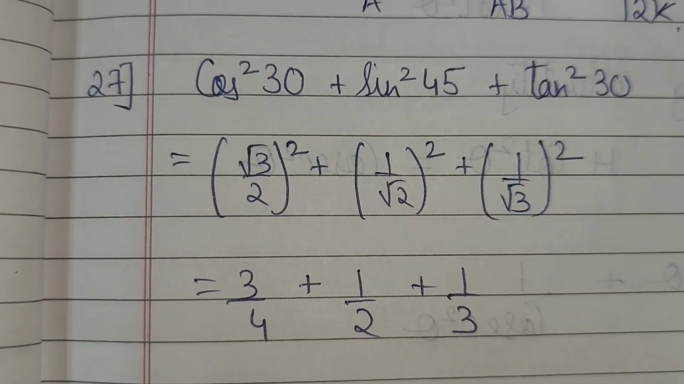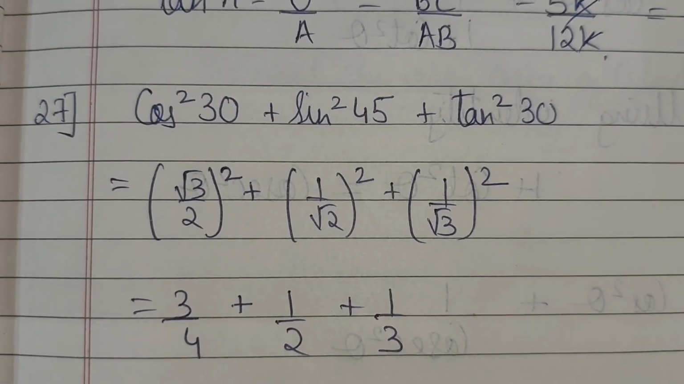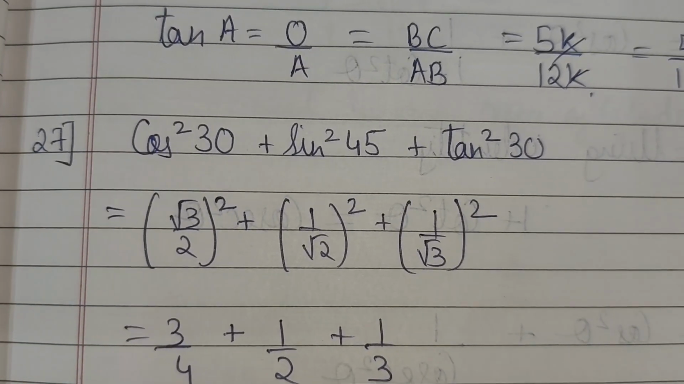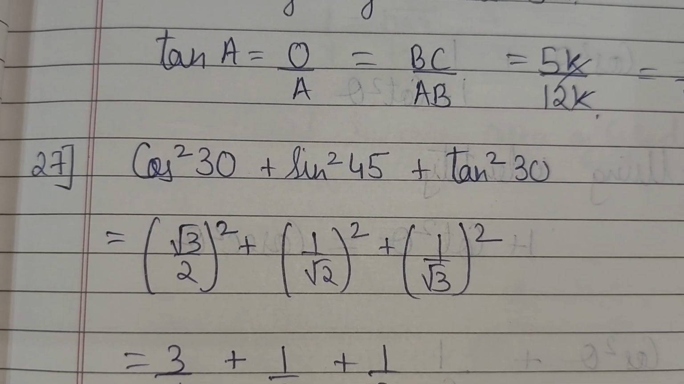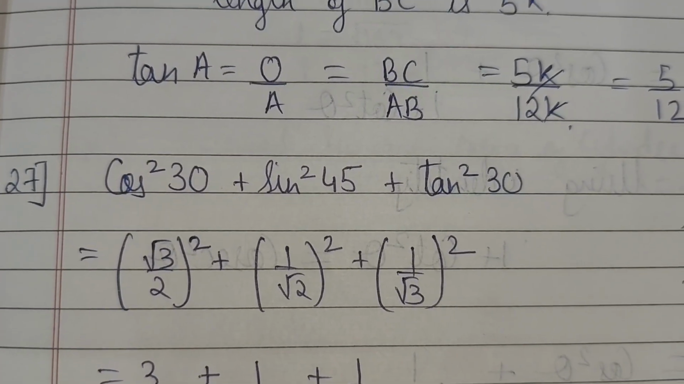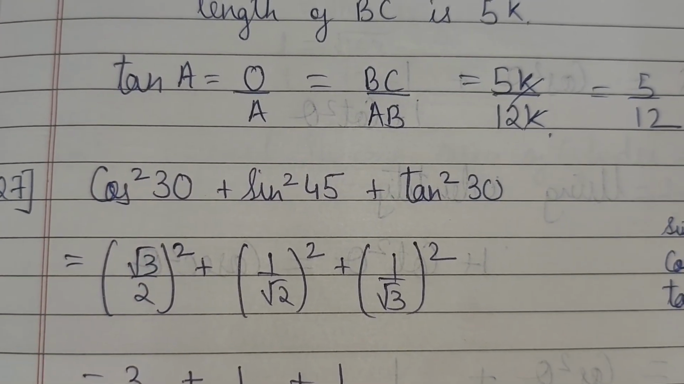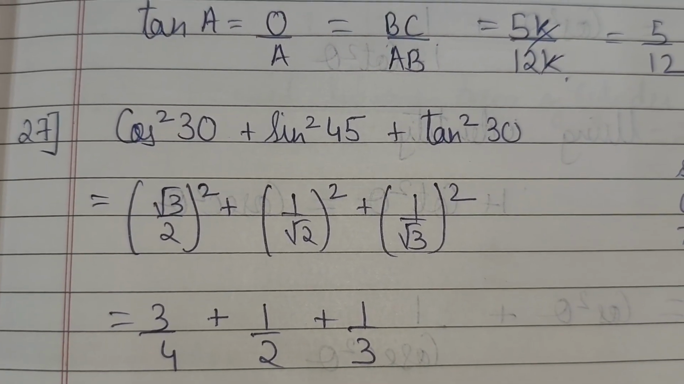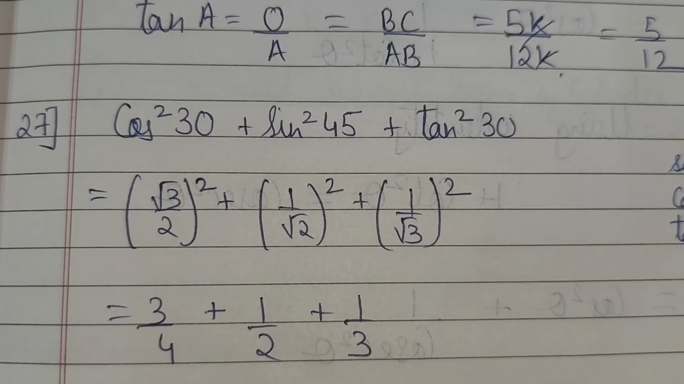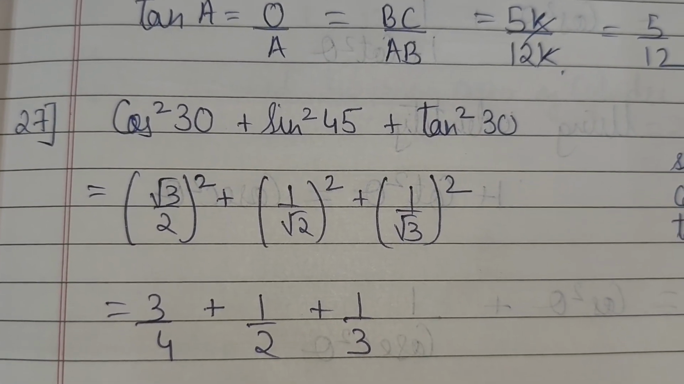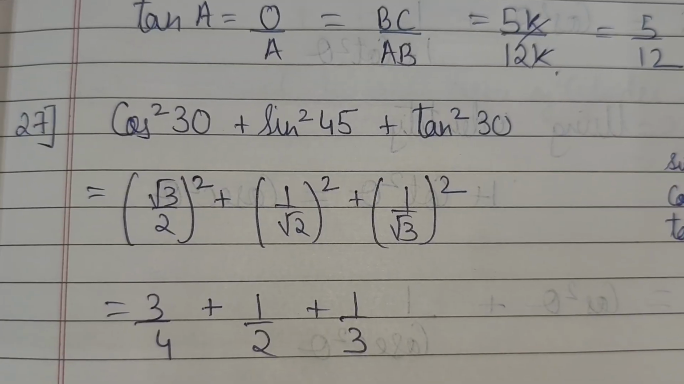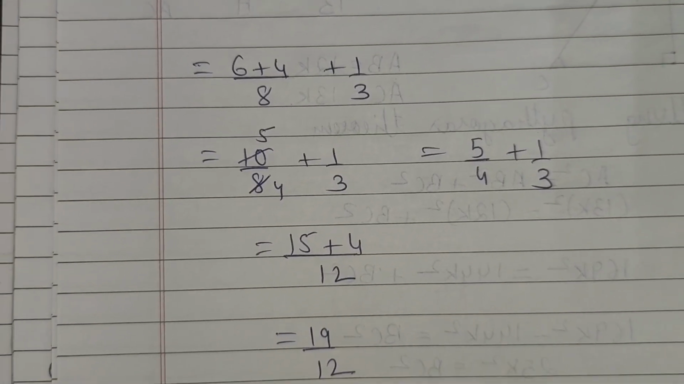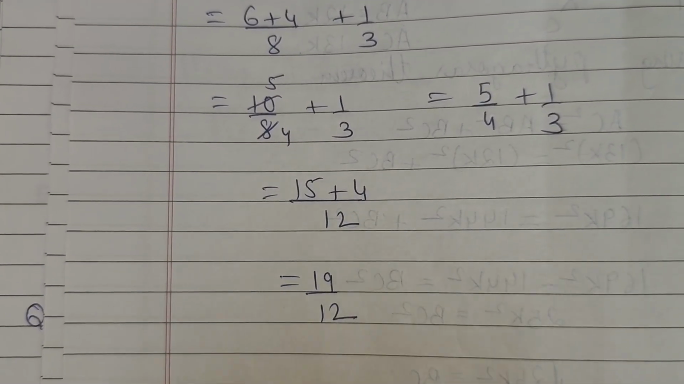So here I have solved. Under cos² it will be (root 3 upon 2)² plus sin² 45 will be (1 upon root 2)² plus tan² 30 will be (1 upon root 3)². So root 3 squared will be 3 upon 4, plus 1 upon 2, plus 1 upon 3. Here the denominators are different, so what do I have to do? I have to do cross multiplication. I have done cross multiplication over here. So the final answer will be 19 upon 12.